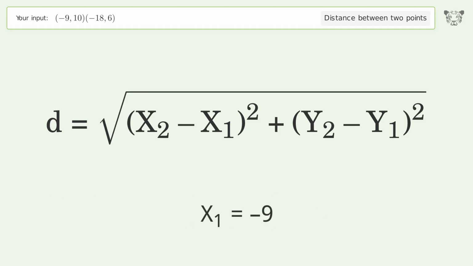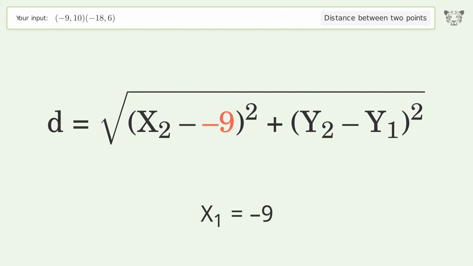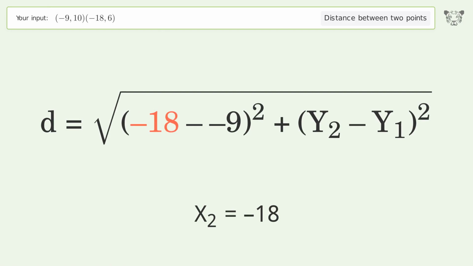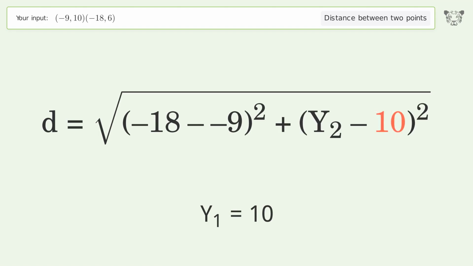x1 equals -9. x2 equals -18. y1 equals 10. y2 equals 6.